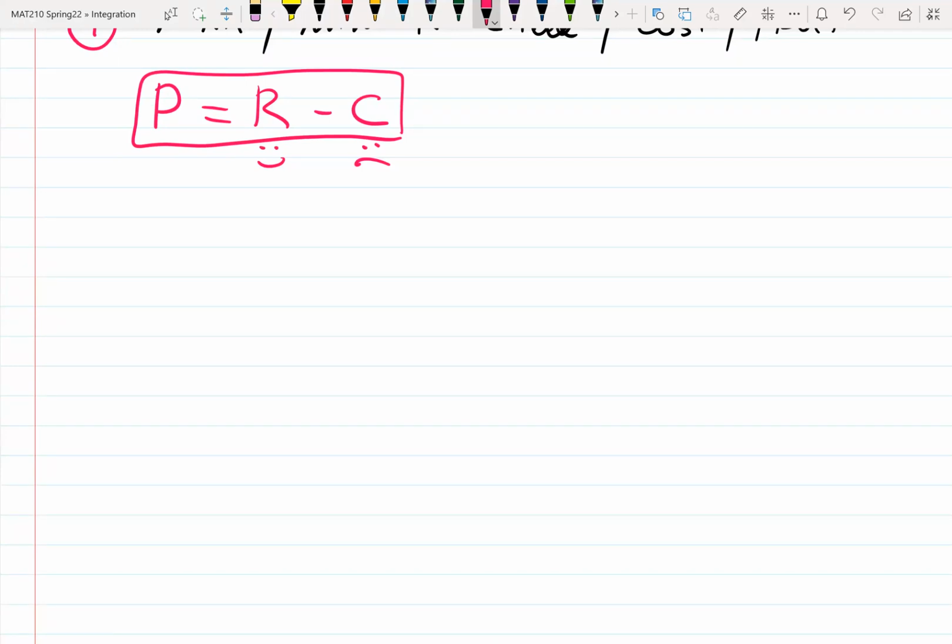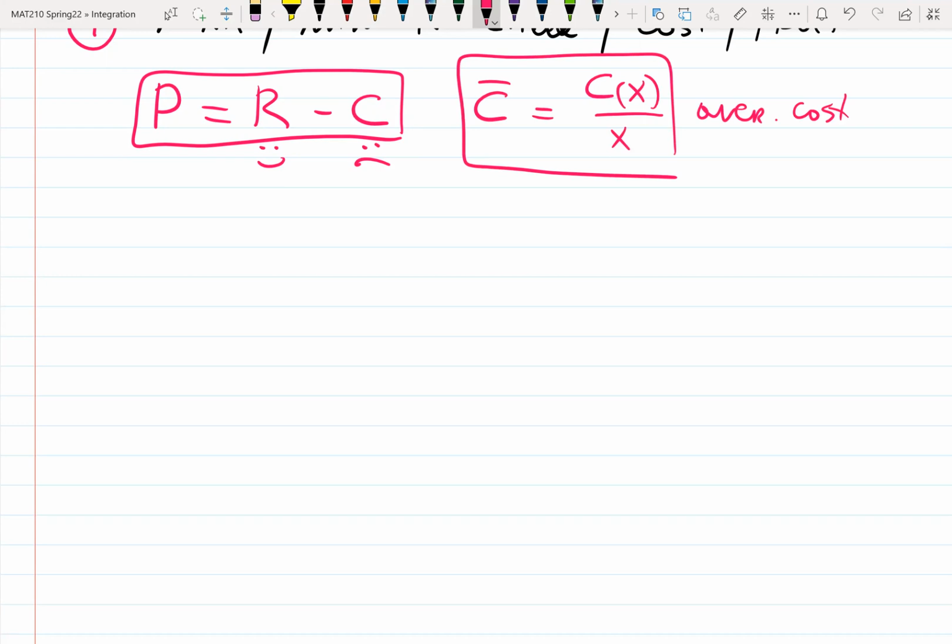Then we taught you the relationship with average cost. I'm not going to put it on the test. Way too many people will mess up. Average cost was cost over x. That's called the average cost function. But we did that, remember?